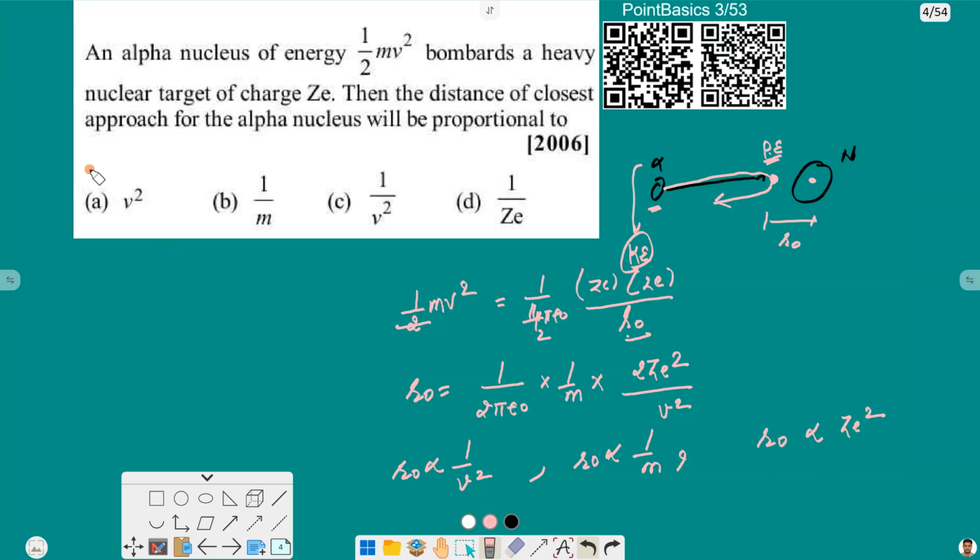So option A is rejected, B is possible, C is possible, D is rejected. So here we have two options which are possible. Any one of them can be a right answer.